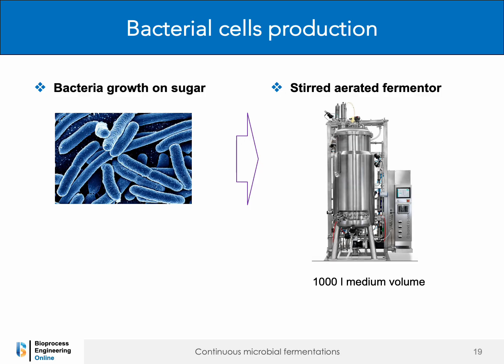In this tutorial, the continuous operation and optimization strategy are demonstrated using a fermentation process that involves the growth of bacteria on a sugar substrate. The fermentation takes place in a 1,000-liter stirred and aerated industrial fermenter.